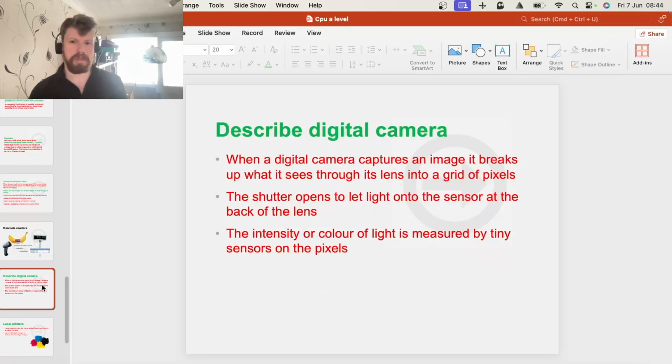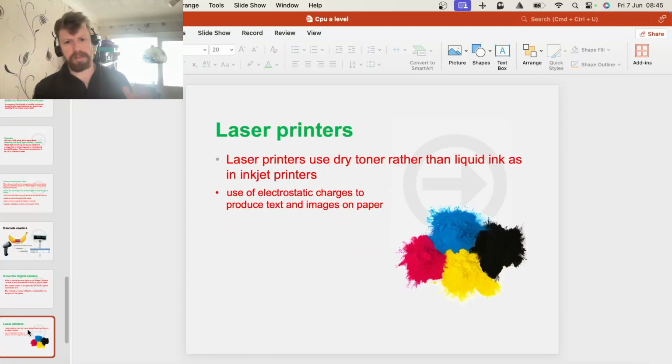Digital cameras break up what they see into a grid of pixels. The shutter opens to let light in onto the sensor at the back of the lens. The intensity of the color of the light is measured by the tiny sensors of each of the different pixels. Laser printers use something called toner. They don't use liquid ink. They use an electrostatic charge to produce text and images on paper.